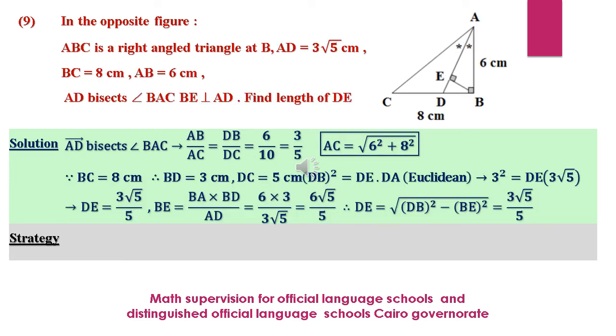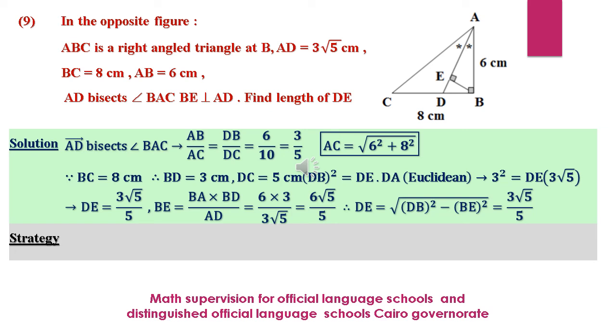We have here ABC is a right angle triangle at B. AD equals 3 root 5, and BC equals 8, AB equals 6. Of course, we can find AC by using Pythagoras theorem to get AC equals square root of 6 squared plus 8 squared, which equals 10. And also we have AD bisects angle BAC.